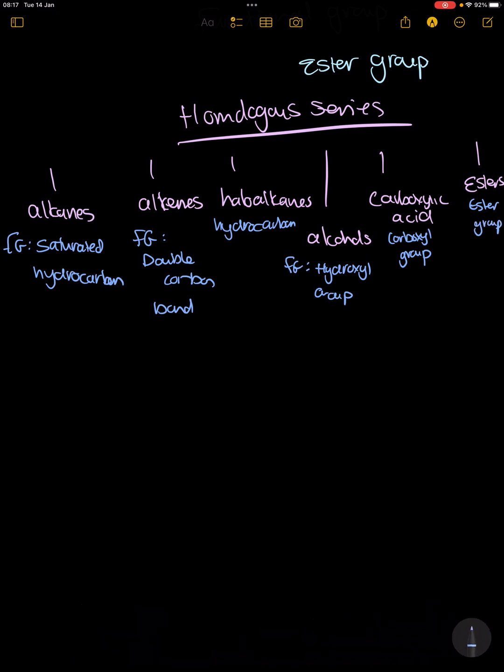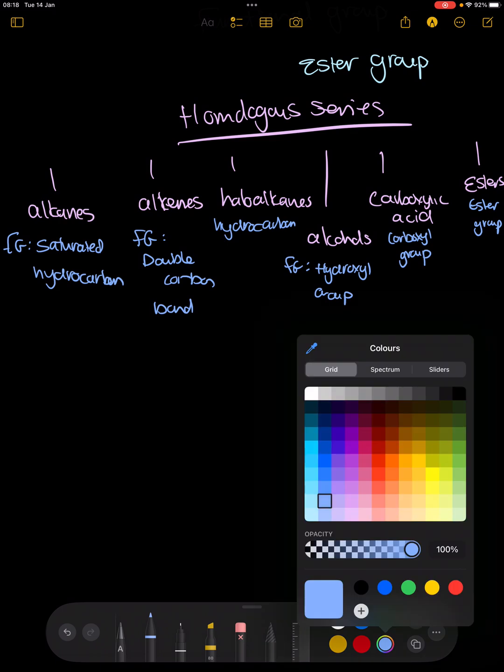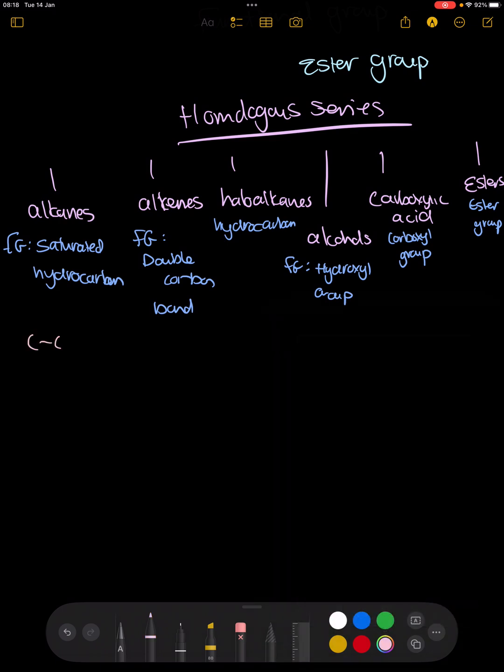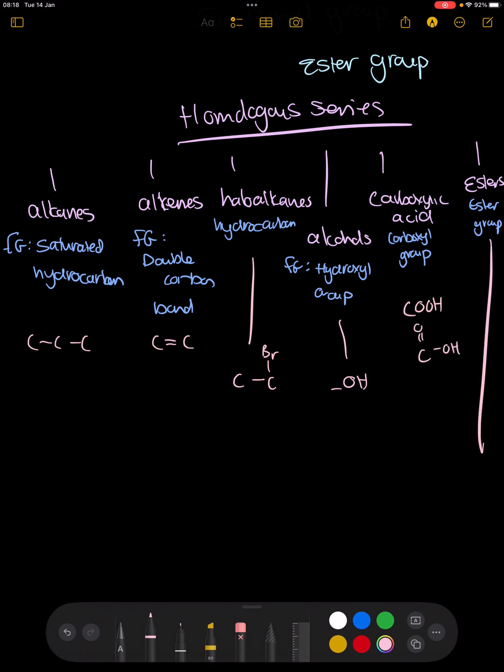Just a quick recap of what makes each of those special. If we go have a look at our alkanes, it's just single bonds. Alkenes, what makes it special is a double bond. A haloalkane, what makes it special is if you have a halogen bonded to it. An alcohol, what makes it special is a hydroxyl, so OH. A carboxylic group, what makes it special is the COOH, so the C with a double bond O and then the H. And the ester, what makes it special is the double bonded oxygen with another oxygen followed by a carbon.